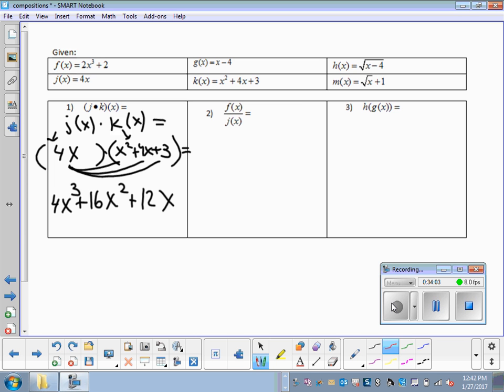Number 2. So now I have division, f of x divided by g of x. So once again, I just rewrite, right? I have this fraction or this division. The numerator is my f of x, so I just copy: 2x to the third plus 2. And what goes to the bottom? g of x is 4x. Done.